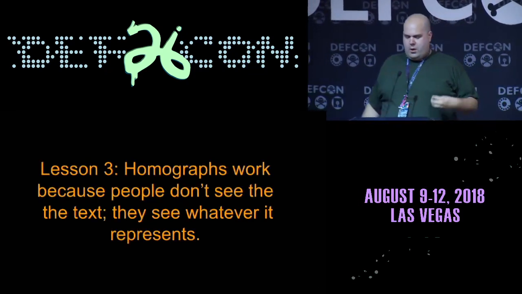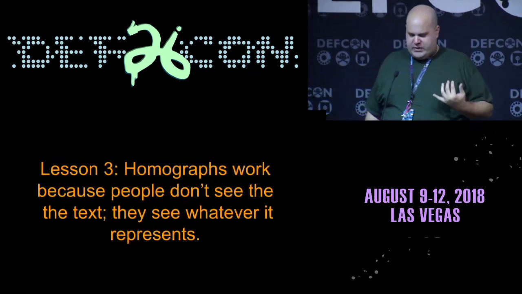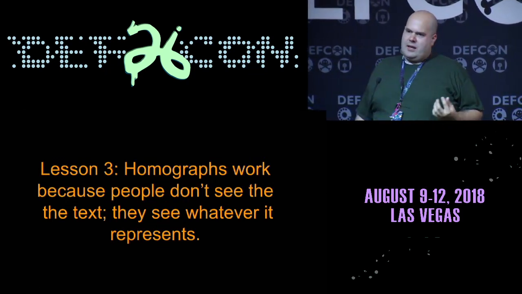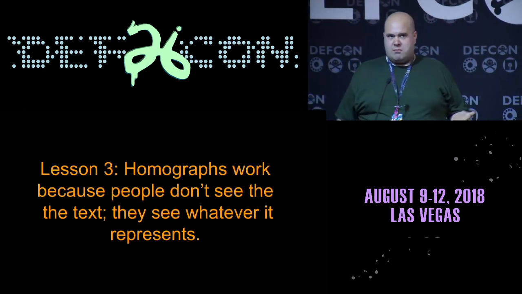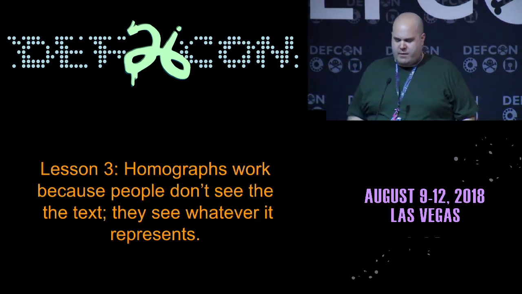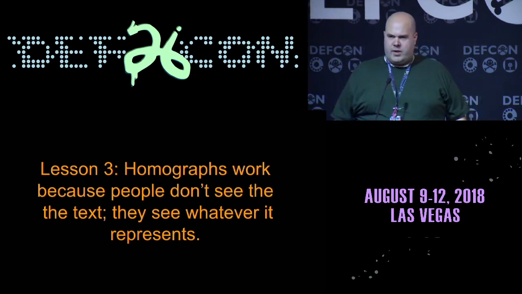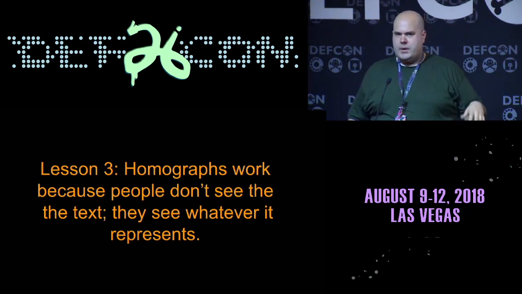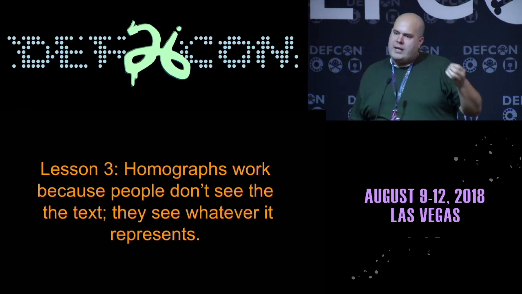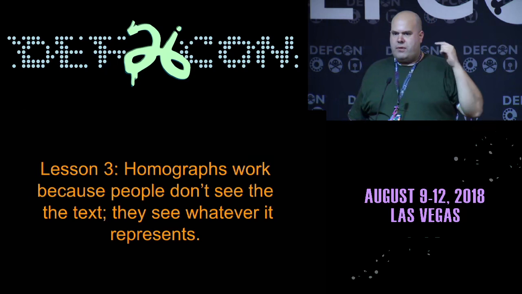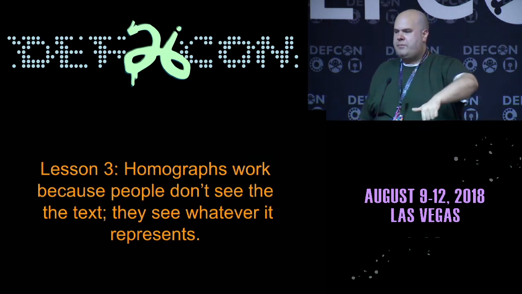So the key thing here is that homographs work because people don't actually see the text. They see whatever the text represents. And that seems like a distinction that's subtle to the point of uselessness, but it's actually very valuable, right? There's this interesting concept from phenomenology, which is the philosophy of human experience. Heidegger talked about things that are ready to hand versus present at hand. Things that are ready to hand are things that you think through to do a job, right?